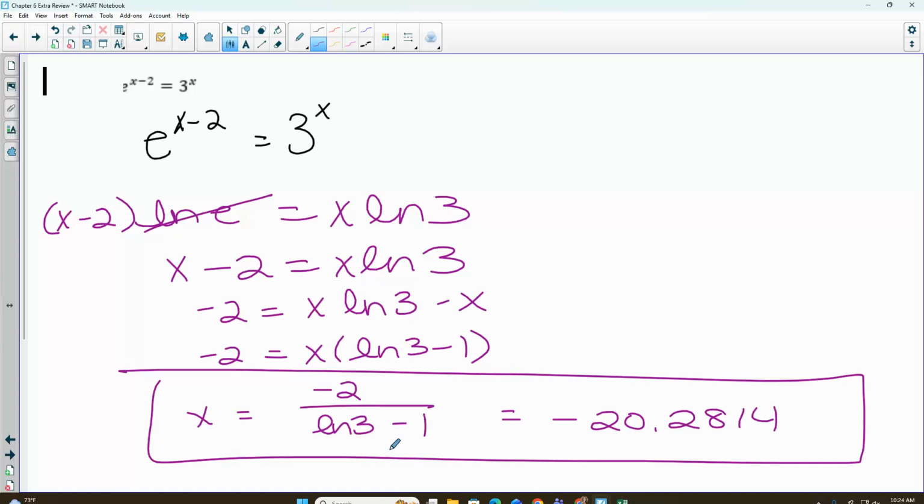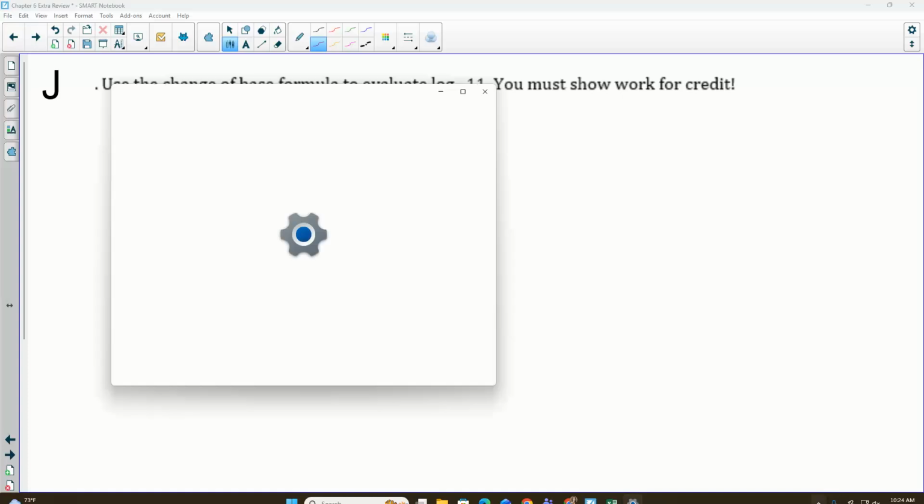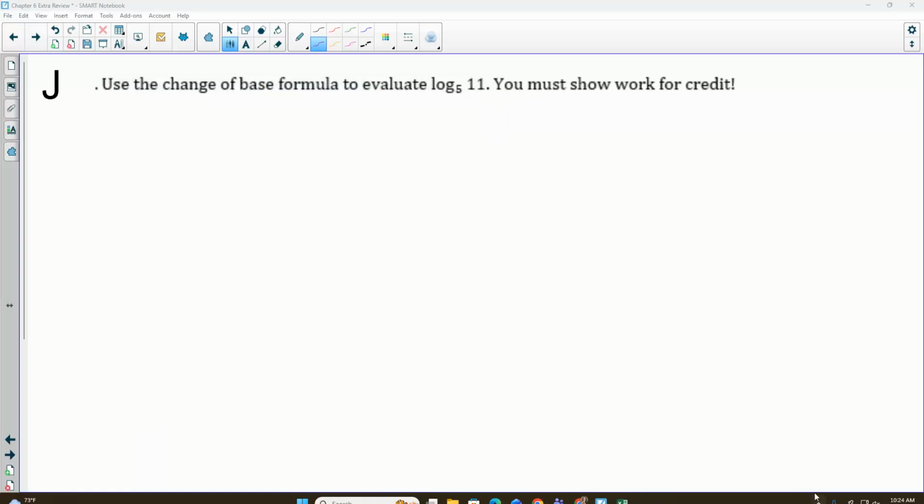All right, how did we do on those? Good? All right, I'm going to give you just a couple minutes to wrap up, and then we're going to go over the last chunk. Change of base. What work do I expect you to show? Yeah. So you would write log 11 divided by log 5, which gives you 1.4899.